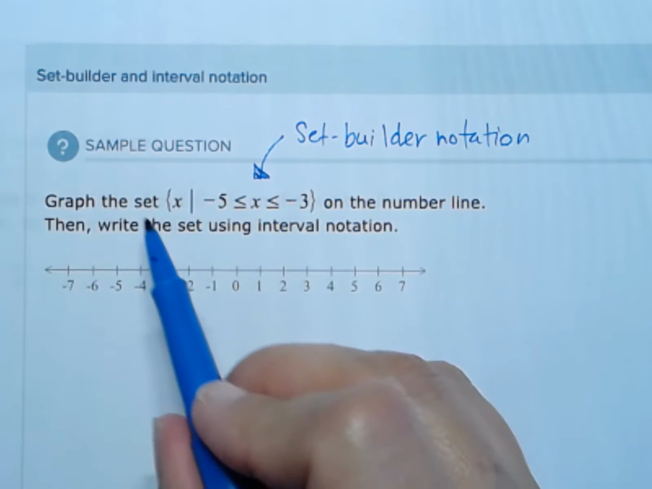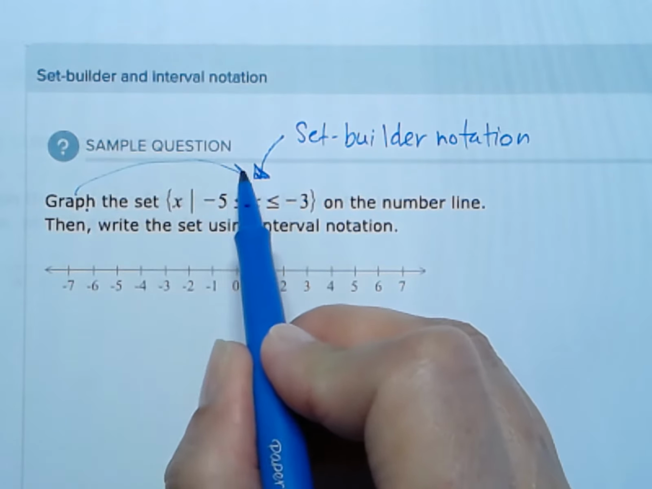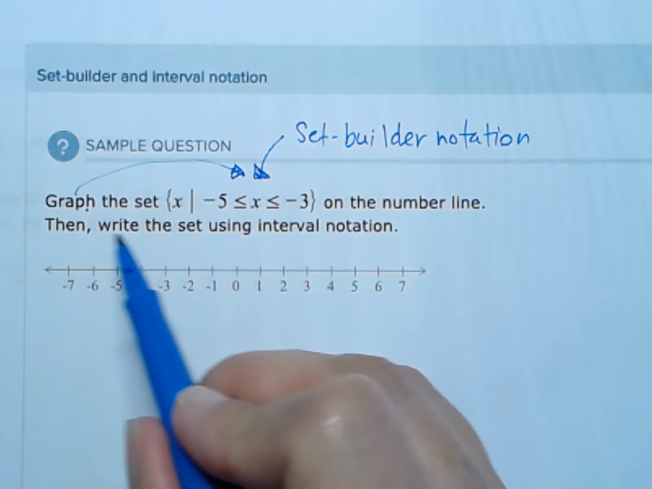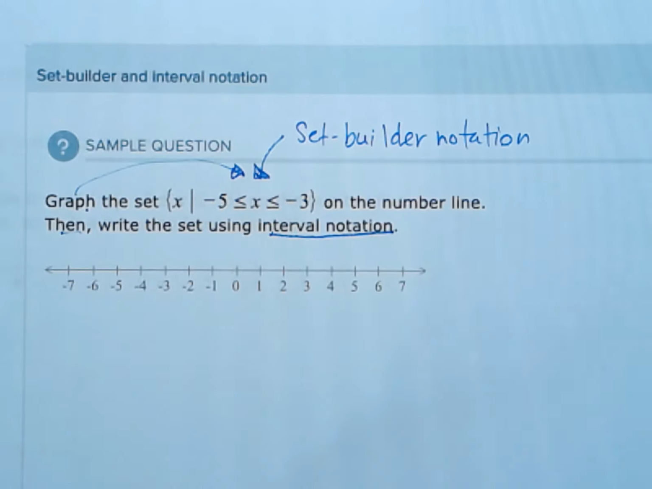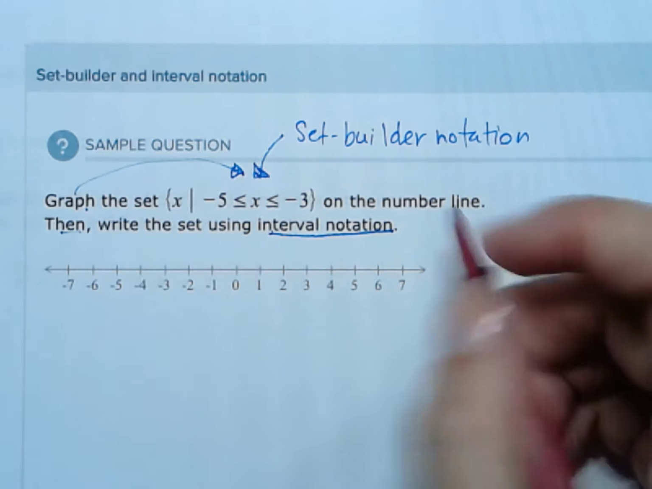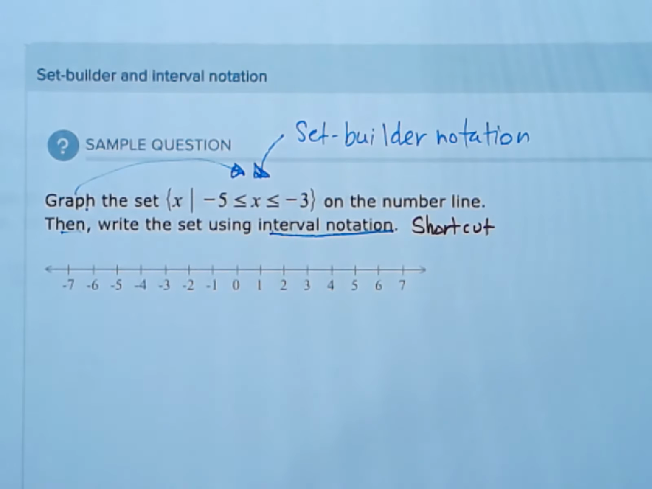So what this question wants you to do is to graph the description. So graph this, show what that is on a number line, and then write what we call interval notation. And your interval notation is your shortcut notation, okay? It's a little bit more concise.